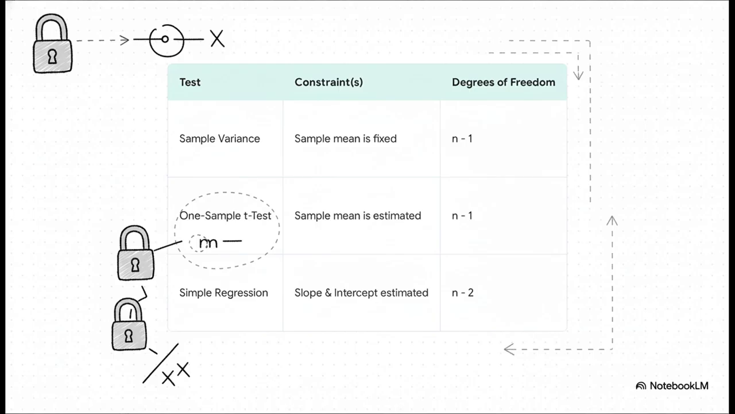And hey, look, the same logic applies to a t-test. Now, check out simple regression. In that case, we have to estimate 2 things, a slope and an intercept. That's 2 constraints. So what happens? We lose 2 degrees of freedom, and the formula becomes n-2. It's the same beautiful, simple logic every single time.